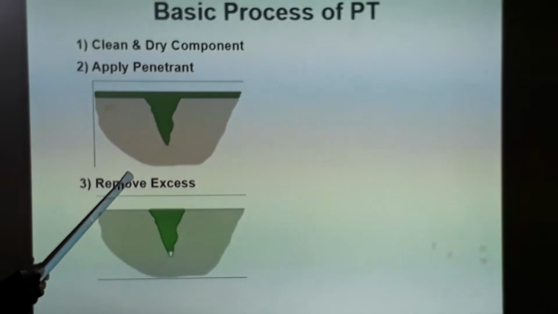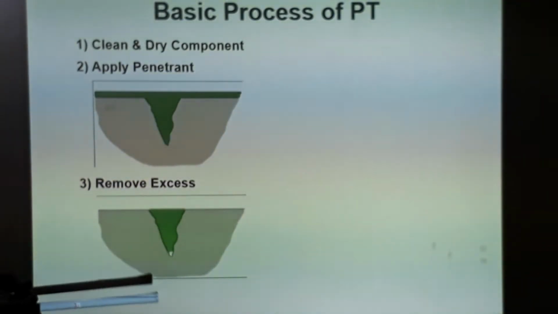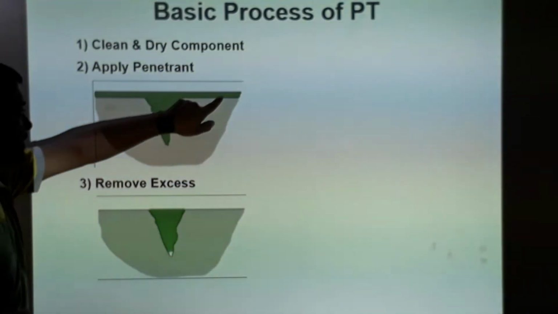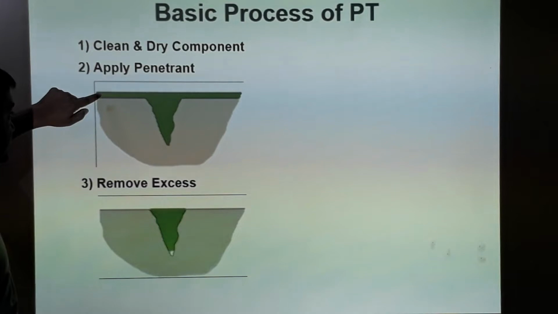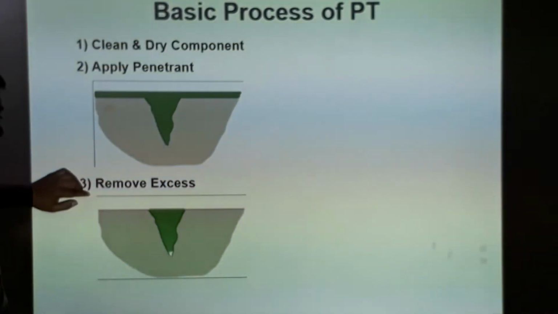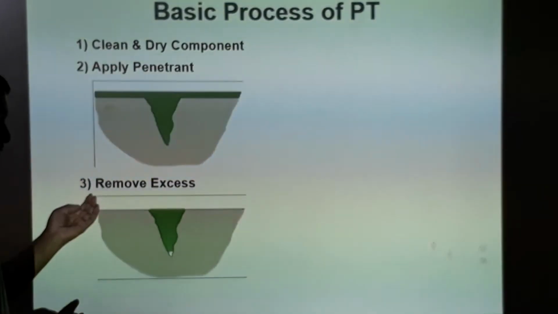Third, remove the excess penetrant. Now see, this is the excess penetrant. This is the surface of the part. You can see this green layer above, from this point to this point, is the excess penetrant. Now when you remove the excess penetrant, this layer will vanish.